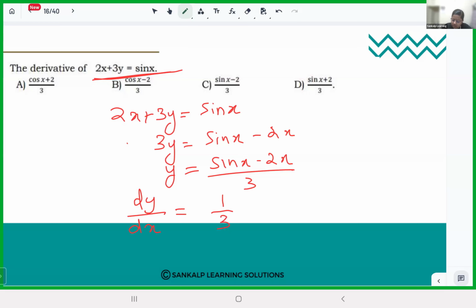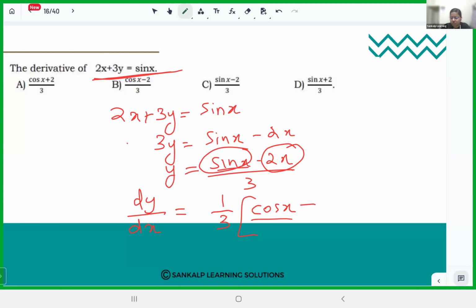This 1 by 3 is a constant, so we are taking this outside. And what is the derivative of sin x? It is cos x, right? Minus, what is the derivative of minus 2x? If you are given a function in the form f of x minus g of x, we can split the derivative. First you find the derivative of sin x, then the derivative of 2x, then you subtract. So here also I'm doing it that way. First we found the derivative of sin x, it is nothing but cos x.